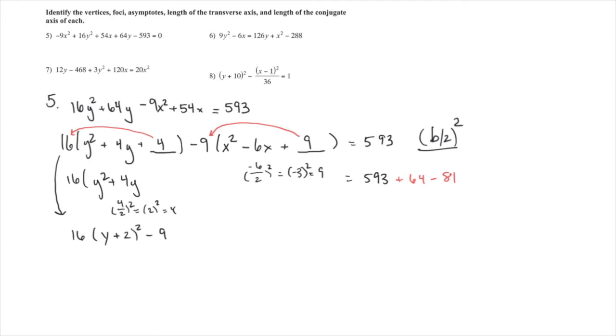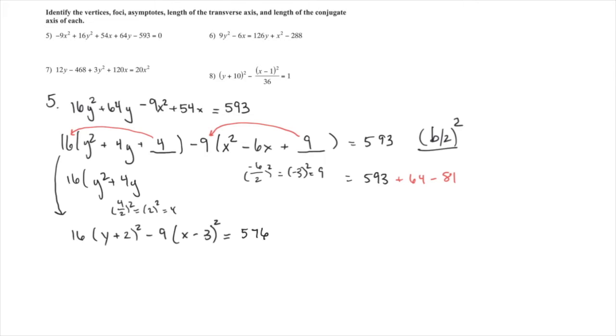These parts just come down, and I'm going to say x. This is a negative 3. That's what's right before I square the value right here. So I'm going to bring that value right down and add it, or in this case subtract it, inside my parentheses, squared. That's going to be equal to 593 plus 64 minus 81, which gives us 576.